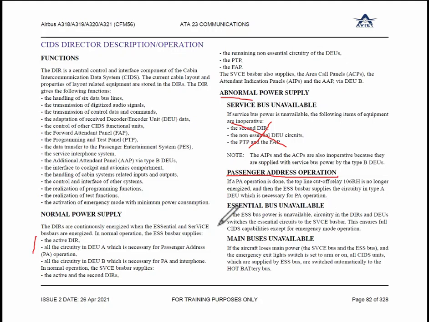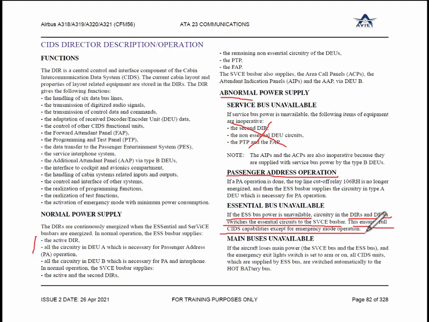Essential bus unavailable. If essential bus power is unavailable, let's say essential is also not available. Circuitry in the director and DUs switches essential circuit to the service bus, and this ensures full seats capability except emergency mode of operations. Let us say aircraft power is available, but you lost the essential bus. Service bus is available, which is a very rare case. Essential will be available, service will not be available.